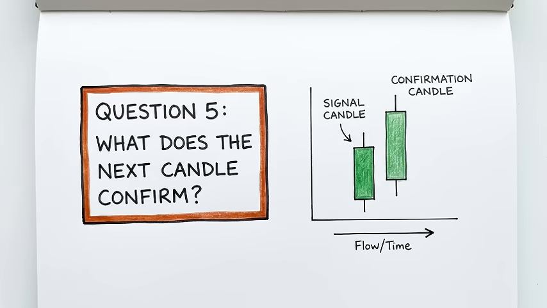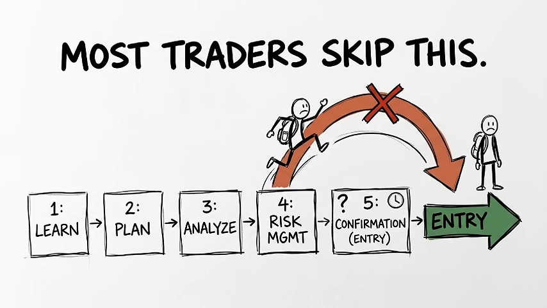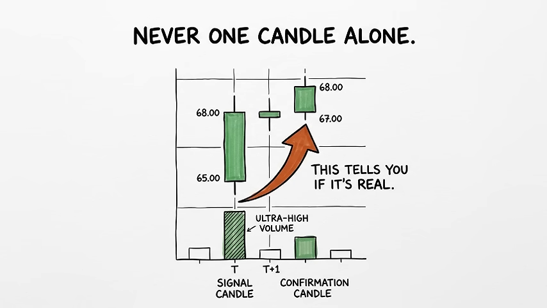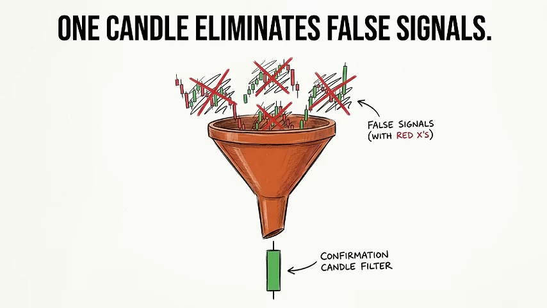Question 5. What does the next candle confirm? This is the one most traders skip because they are too eager to enter. Never make a final decision based on one candle. The candle that follows a high volume event tells you whether the signal was real. A strong reversal candle after stopping volume confirms the absorption. A weak, drifting candle after a volume spike suggests the signal needs more time. Patience for one additional candle can eliminate the majority of false signals from your trading.